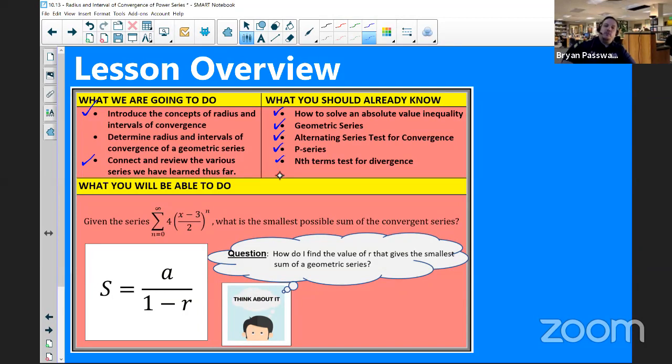All those previous things that we've covered in previous videos are going to be brought together at some point during today's lesson. And by the end of the lesson, we'll be able to solve some really cool problems, some problems that I don't think you could just solve on Google or in a book, where if you're given a geometric series like this, what is the smallest possible sum for the geometric series? By the end of today's lesson, hopefully you'll be able to apply the things that we've learned to tackle a problem like that.